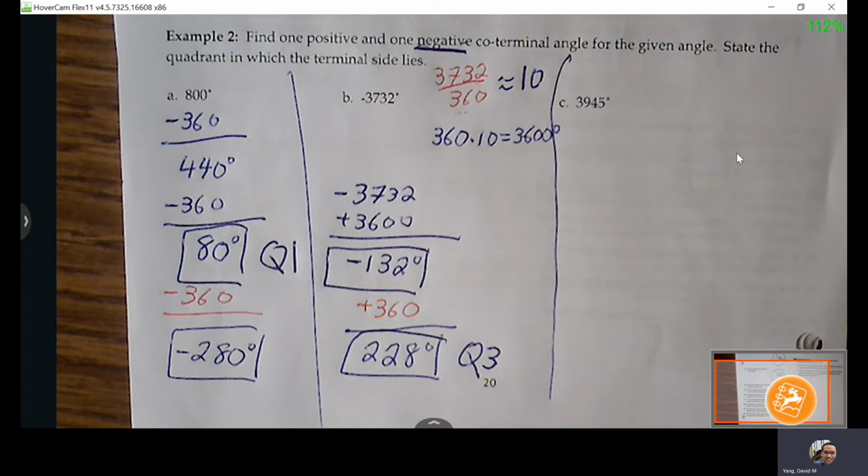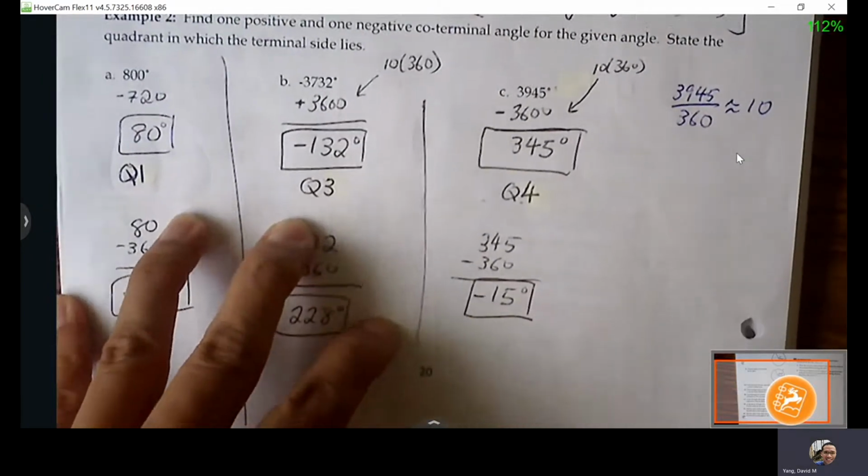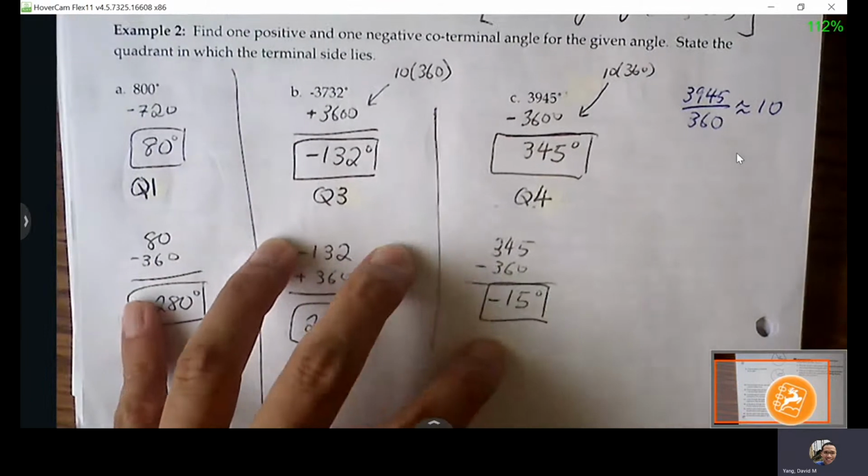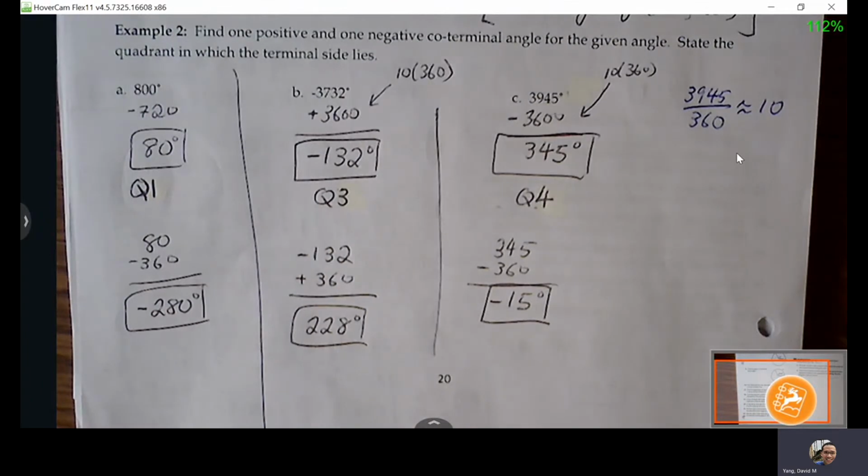Okay, which quadrant do you guys find this to be in? Fourth quadrant, yeah. So I did 39.45 divided by 360. I chose 10 as a close enough value. If you use 11, that's no problem at all. I just did 10 times 360, 3600. So subtract 3600, and that's already getting me to a measure that I can recognize. It's a little bit under 360, but more than 270. So fourth quadrant, that's a positive coterminal angle. If I subtract 360 again, I get a negative coterminal angle.